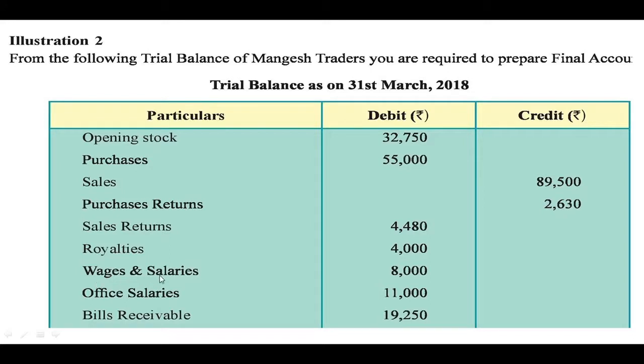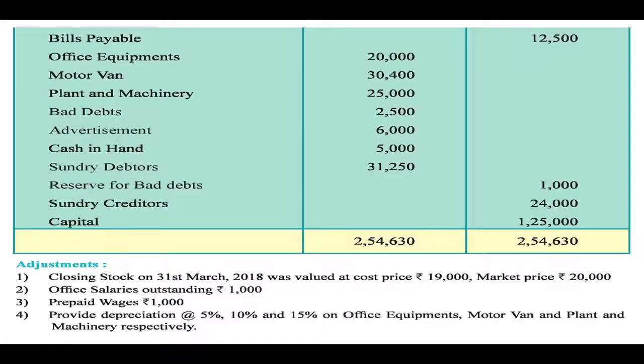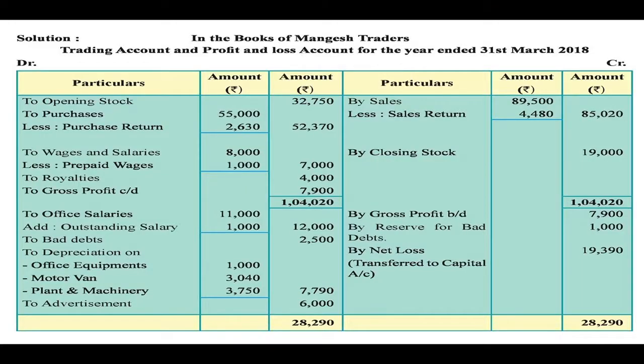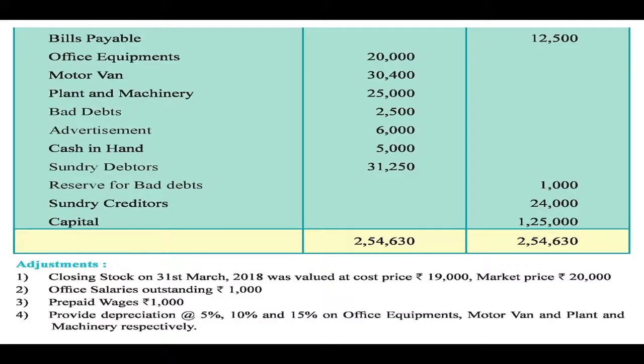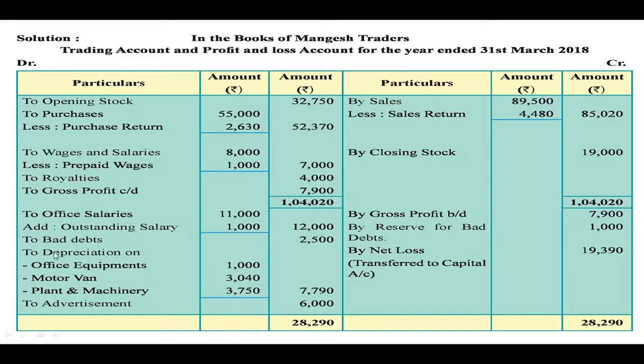So wages and salaries 8,000 is recorded in the inner column because there is adjustment. So here, wages and salaries 8,000 is recorded in the inner column. First we will record all the items, then we will give effect to the adjustment. Then office salaries 11,000. Now office salaries is paid to the office staff, so it is considered as indirect expenditure. So it is recorded on the debit side of the profit and loss account, and it is recorded in the inner column because there is an adjustment given in the question.